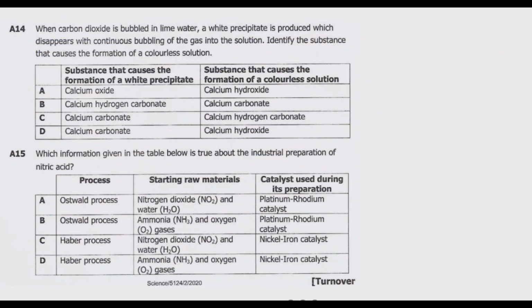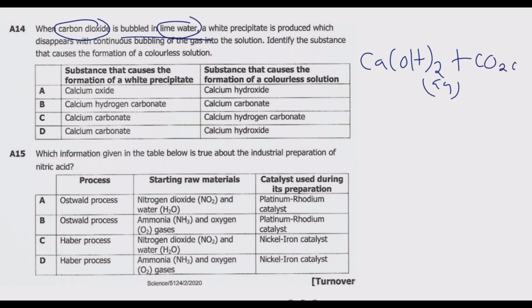Question 14. When carbon dioxide is bubbled in lime water, a white precipitate is produced which disappears with continuous bubbling of the gas into the solution. Identify the substance that causes the formation of a colorless solution. So we are bubbling carbon dioxide into lime water. What is lime water? Lime water is calcium hydroxide. Then this is an aqueous solution. This is the gas which we will bubble. Once we bubble this, this will react with carbon dioxide to form calcium carbonate. Okay, and this will be a solid which is the white precipitate, plus water. Okay, this water will be liquid.